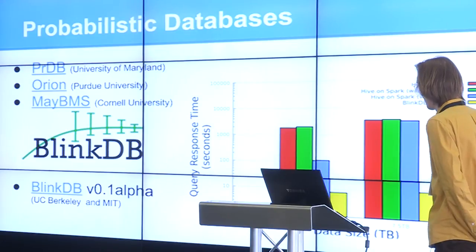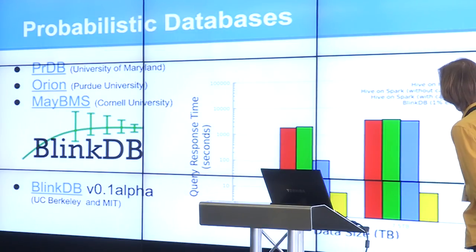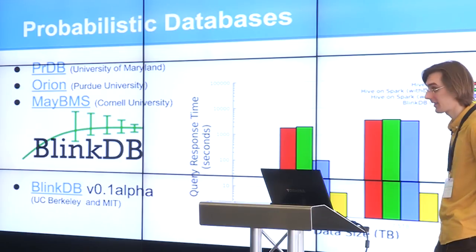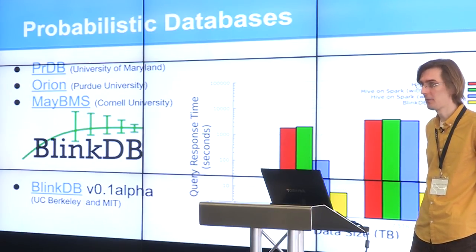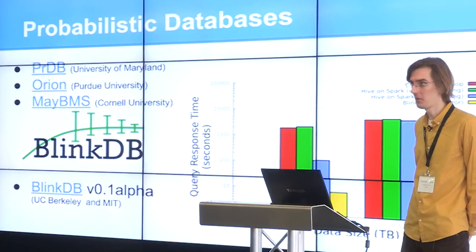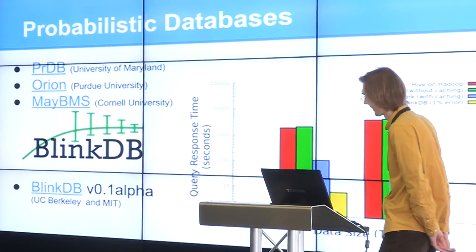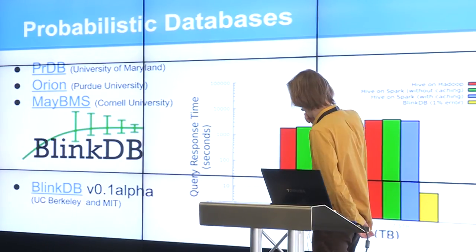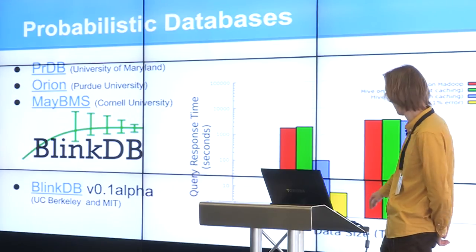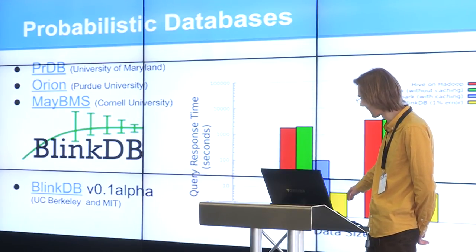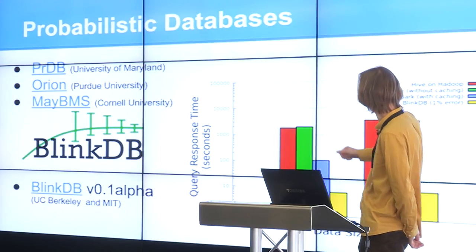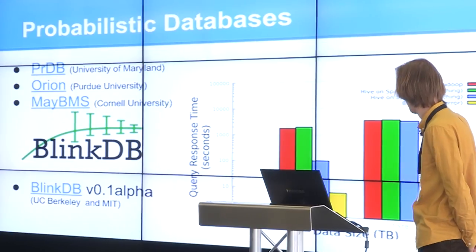This BlinkDB is comparing itself against Hadoop and Spark, Spark with caching and without caching, and BlinkDB with 1% error. What is 1% error if you are dealing with terabytes of data? It's like nothing. I have to tell you that this is a log scale. So between this number for BlinkDB, which is the query response time in seconds, we are 10 times better than the nearest algorithm.